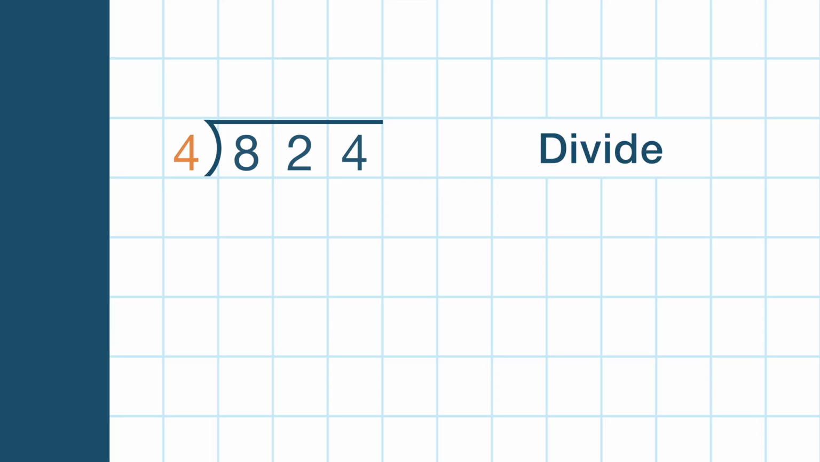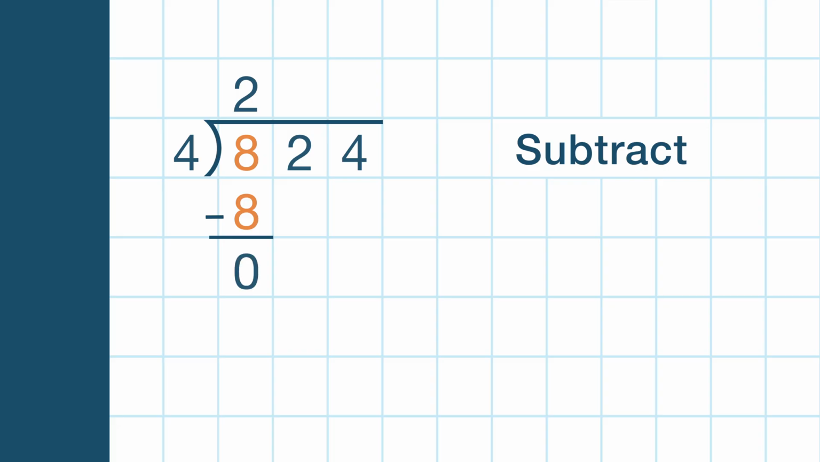Divide. 4 goes into 8 how many times? 2 times. Write the 2 above the 8. Multiply. 2 times 4 equals what? It's 8. Write it under the 8. Subtract. 8 minus 8 is? The answer is 0. Bring down the 2 to make 2.